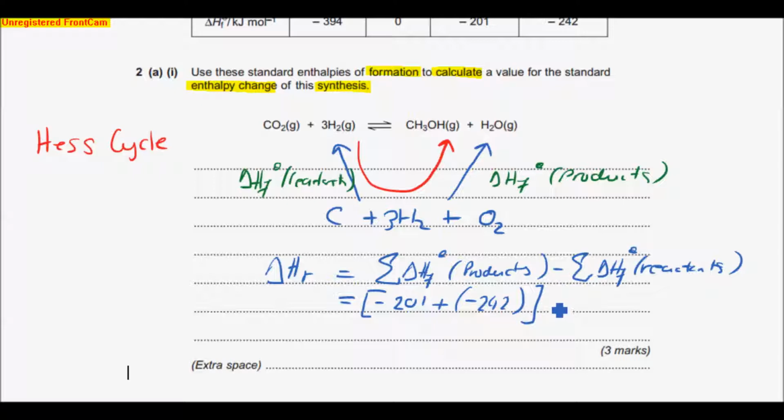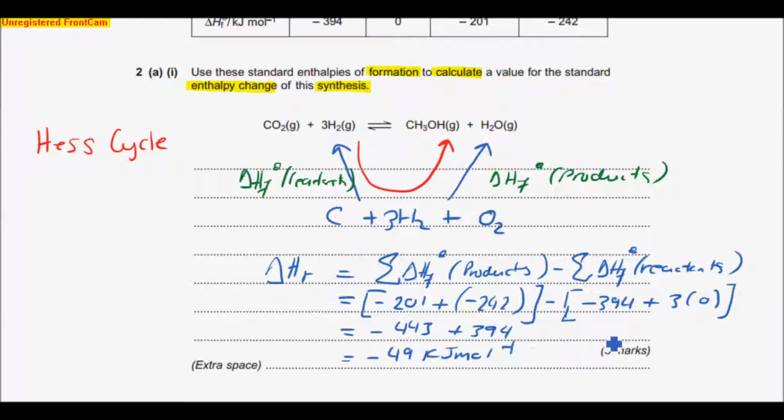And we're now going to take that sum away from the following: the value for the enthalpy change of formation for the reactants, which is going to be minus 394 plus 3 moles of hydrogen, which has a value of 0. So if we carry on, that's going to give us a value of minus 443. Minus a minus becomes a plus 394. And if we take this away from that, we will end up getting a value of minus 49 kilojoules per mole.